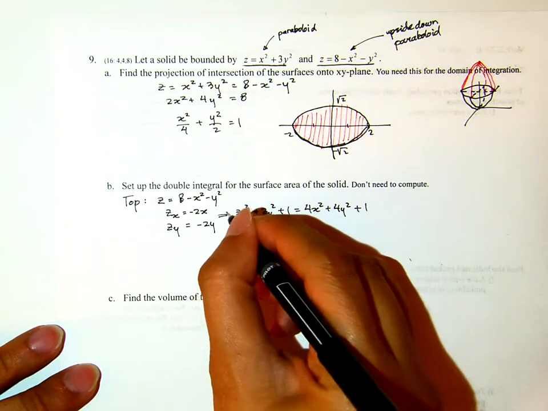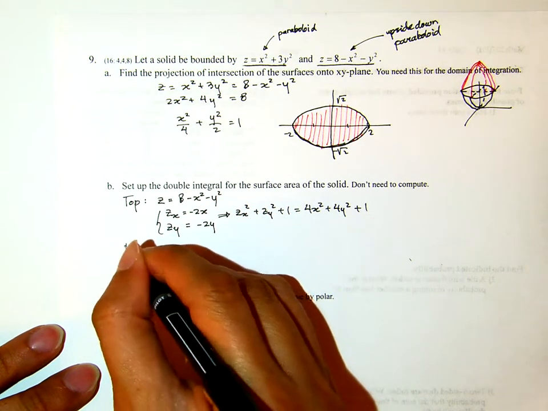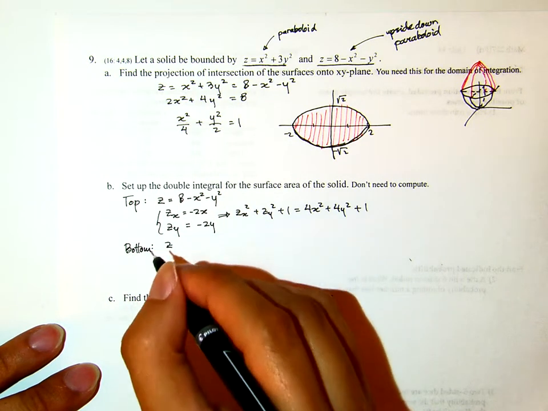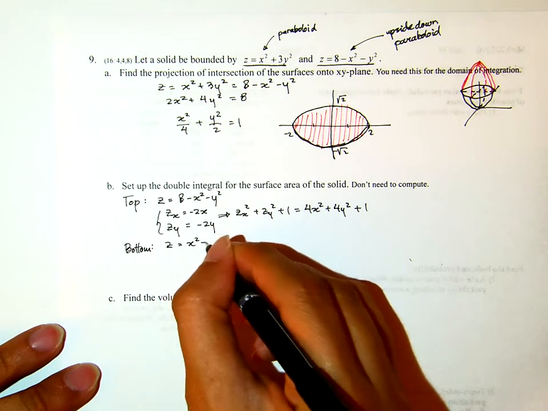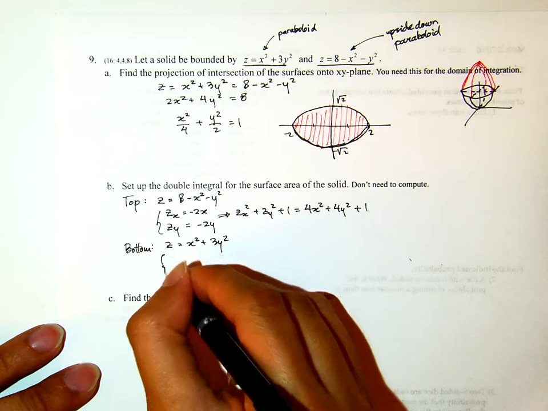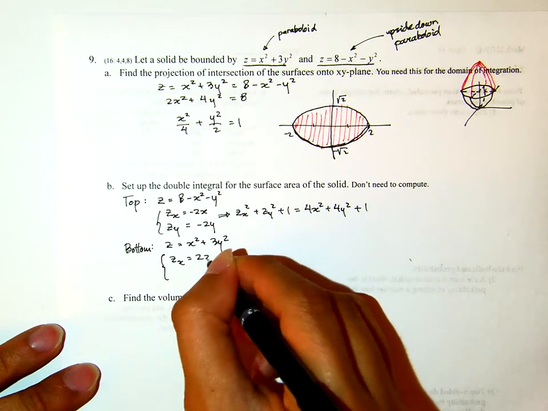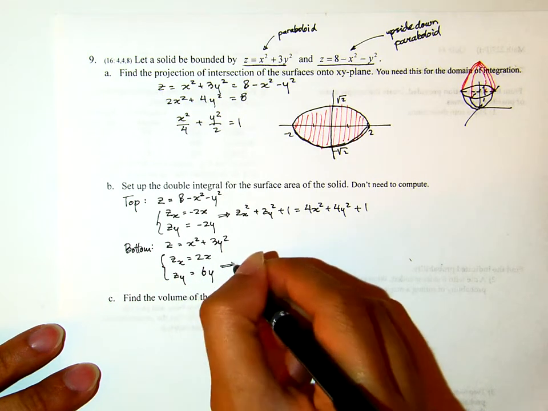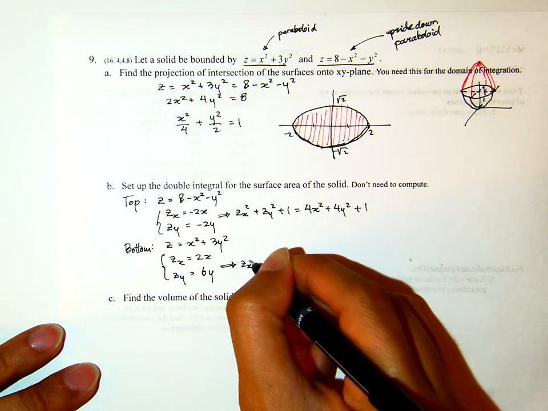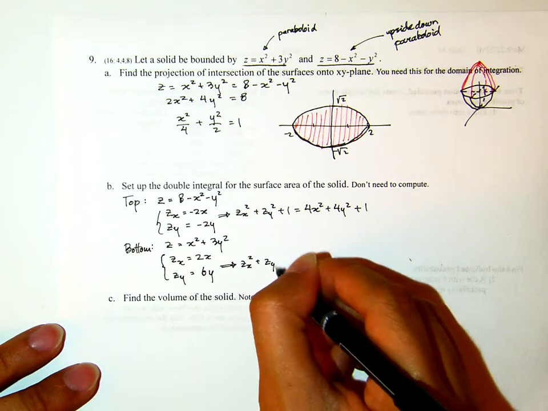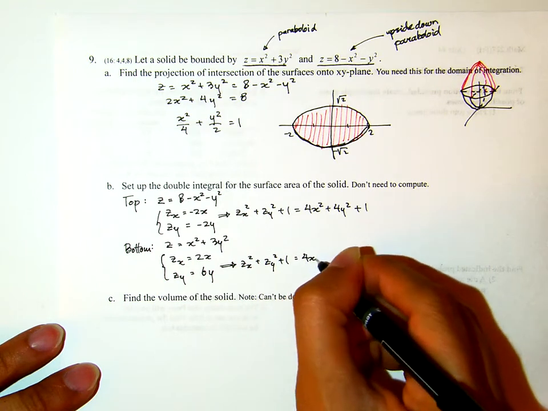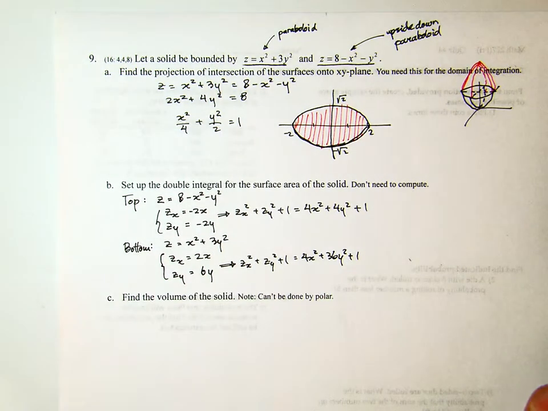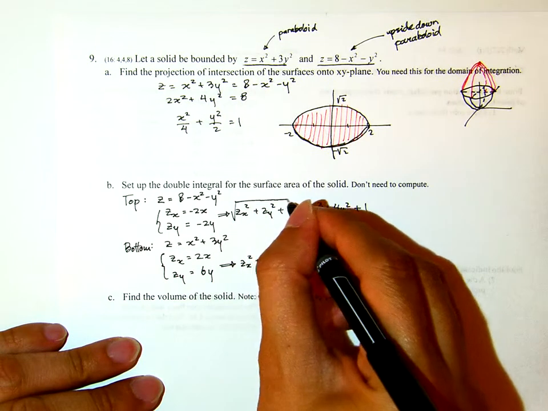Okay, now the bottom part is regulated by z equals x squared plus 3y squared. Now z sub x is 2x, z sub y is 6y. Therefore the integrand, the square of the integrand I should say, is 4x squared plus 36y squared plus 1. Okay, the integrand will be the square root of this.